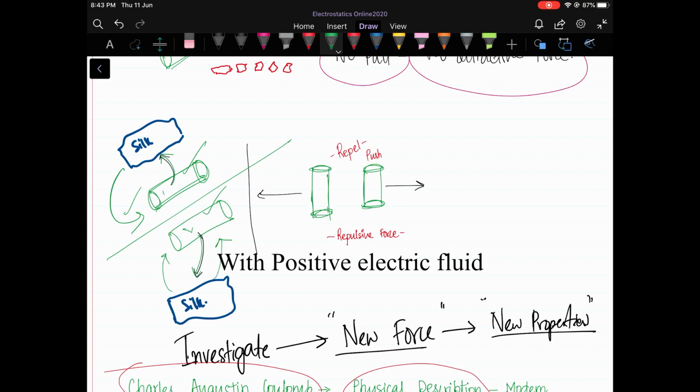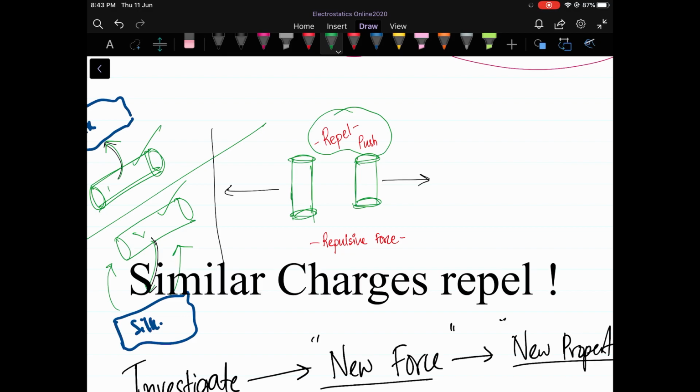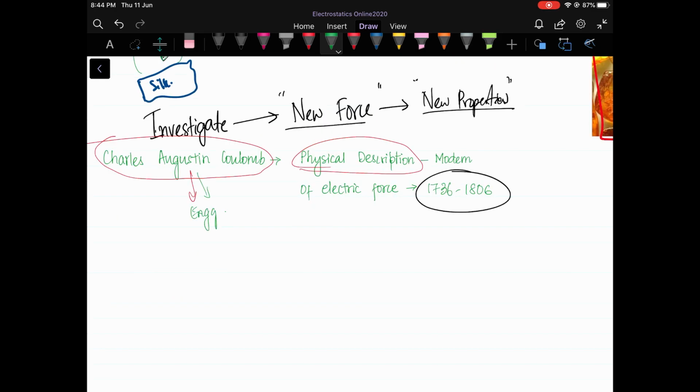glass rod positively charged. Now if I bring the glass rods closer to each other, we notice that these two glass rods are going to have some degree of repulsion against each other. Hence we also have this repulsive force. You can make out where we are heading.